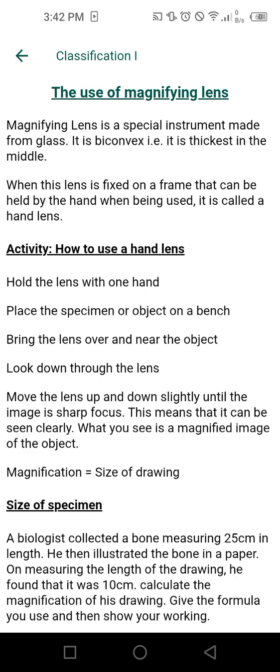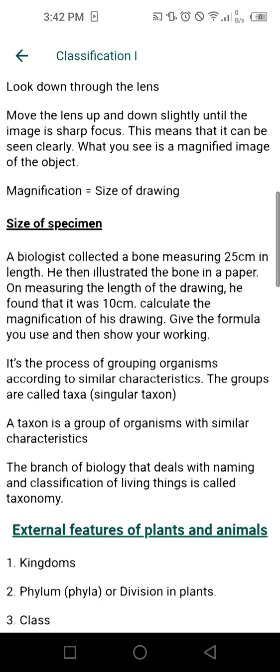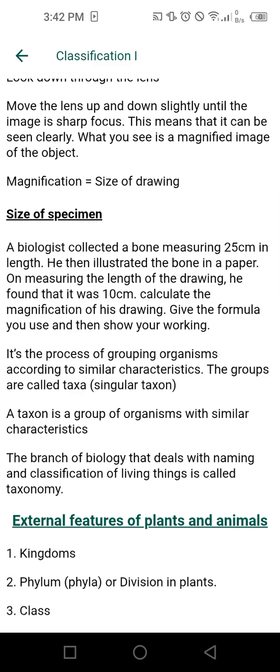Magnification equals size of drawing over size of specimen. A biologist collected a bone measuring 25 centimeters in length. He then illustrated the bone on paper. On measuring the length of the drawing, he found that it was 10 centimeters. Calculate the magnification of his drawing. Give the formula you use and then show your working.